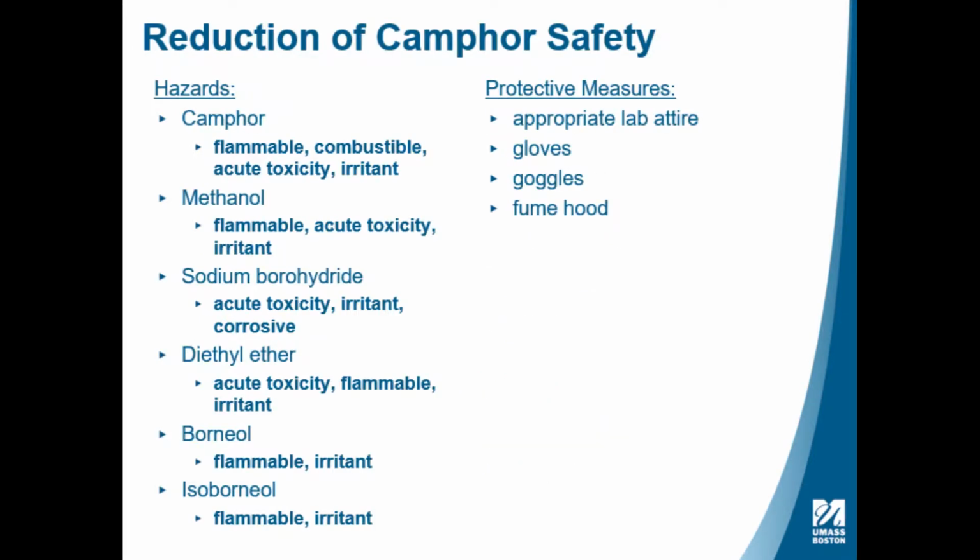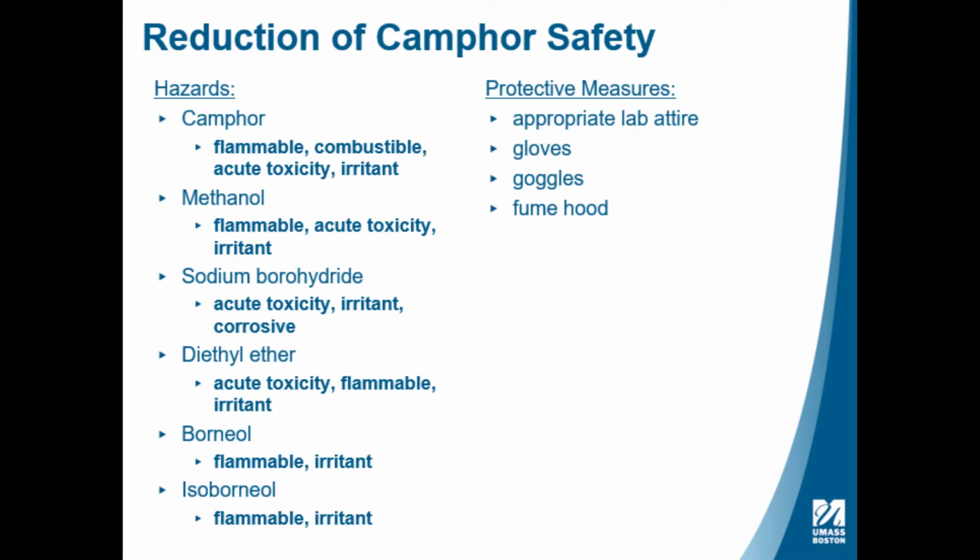As always, there are specific safety concerns for today's lab. The hazards associated with the chemicals are: camphor is flammable, combustible, has acute toxicity, and is an irritant. Methanol is flammable, has acute toxicity, and is an irritant. Sodium borohydride has acute toxicity, is an irritant, and is corrosive.